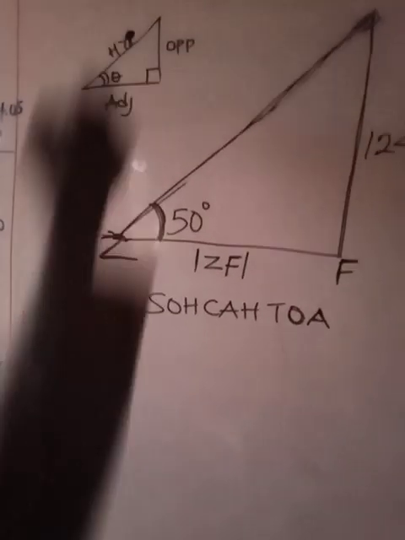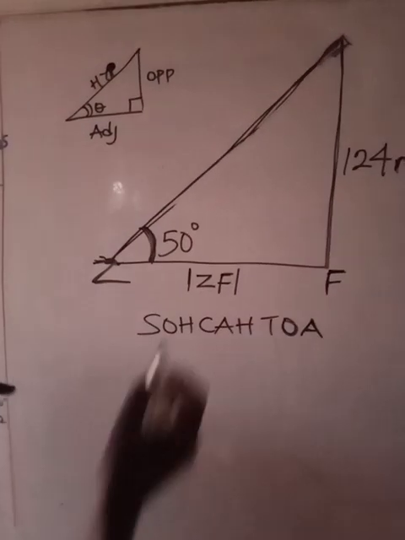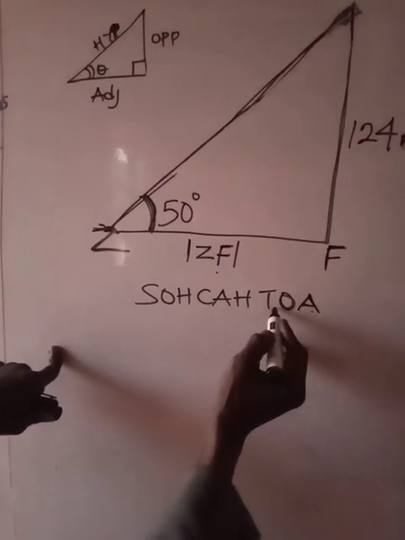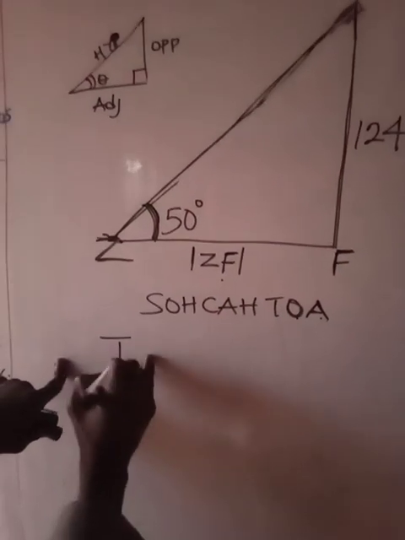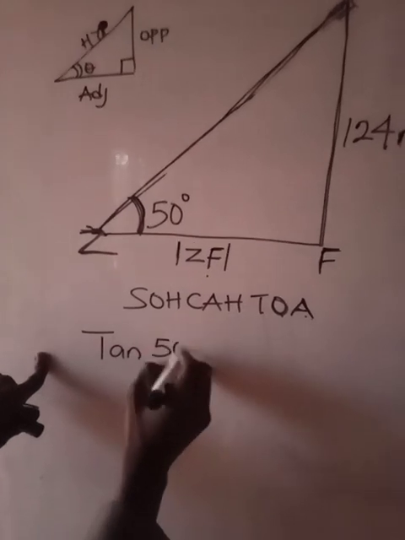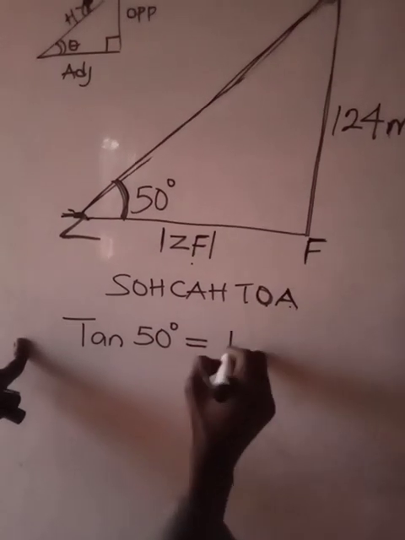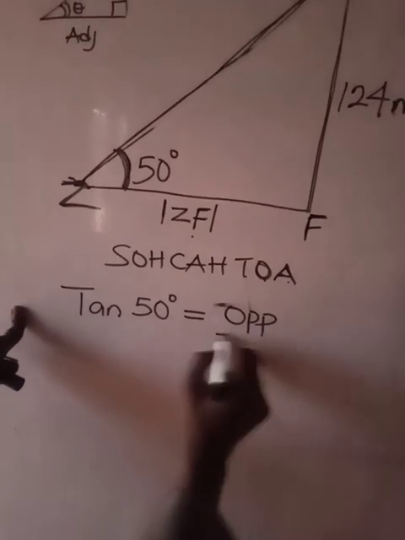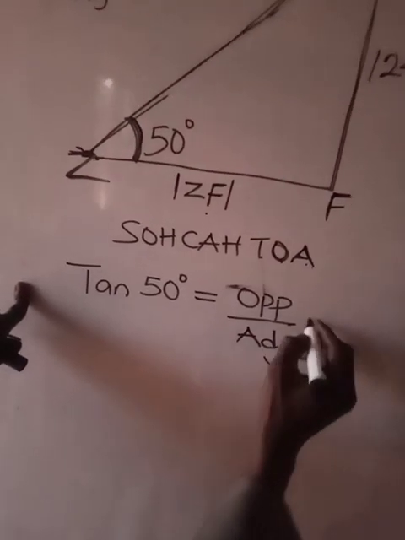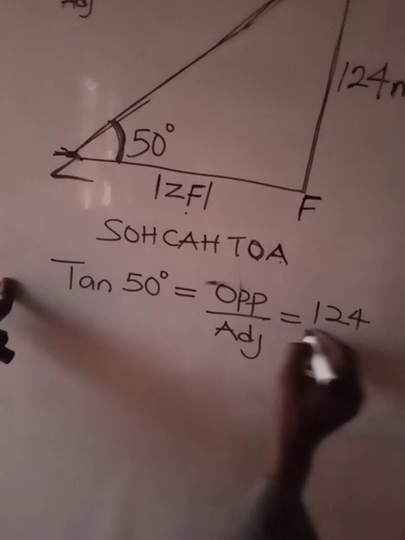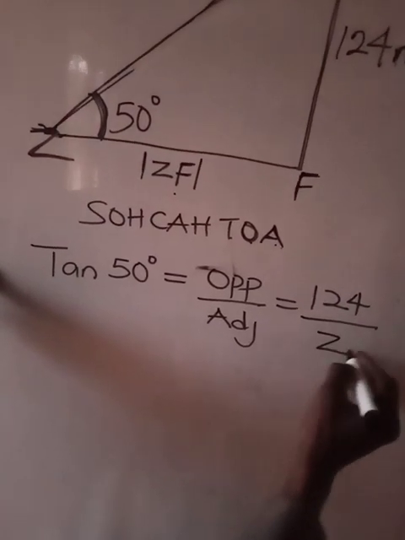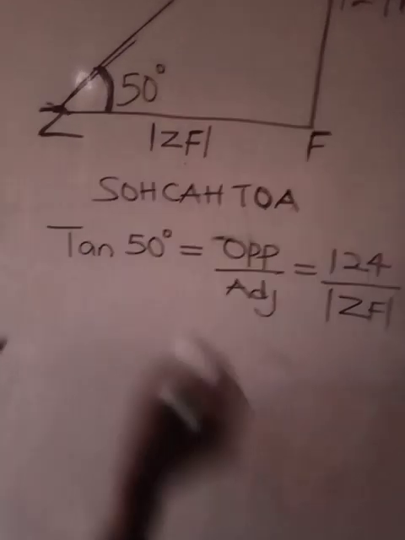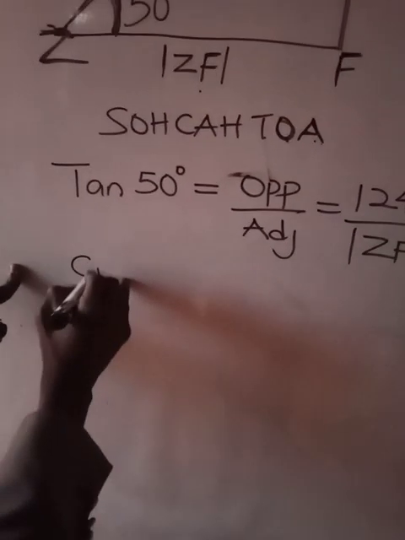With this understanding, we want to find the adjacent, and we have the opposite. That means tan, opposite over adjacent. So tan 50 will be opposite over adjacent, that is 124 over adjacent, which is ZF. So what do we do? We cross multiply.